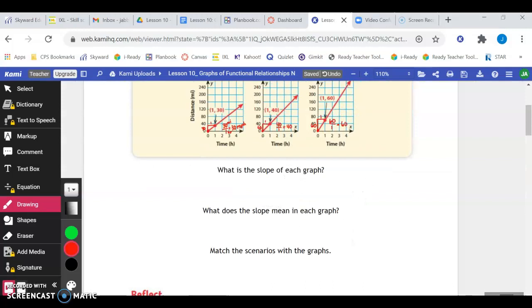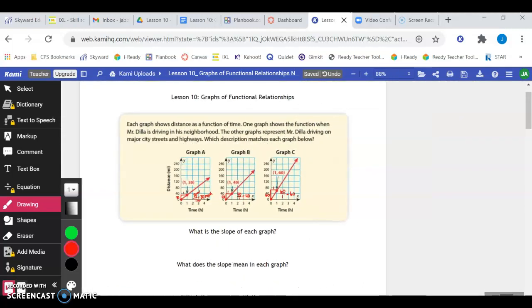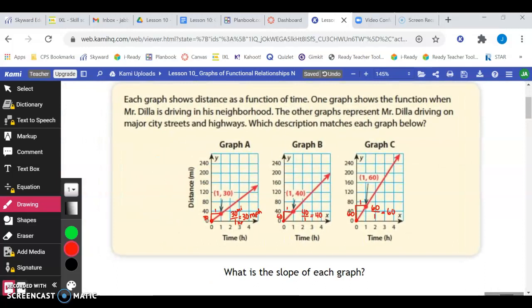And then we have to match the scenarios with the graphs. So one is him driving in his neighborhood. If he's driving in his neighborhood, that means he's probably in town, and he's going to have to go slow. So I would say graph A is the neighborhood. Then he's got major city streets and then highways. Highways is where he's going to go the fastest. So this one down here at 60 miles an hour would be the highway, and going 40 miles would be your city streets.